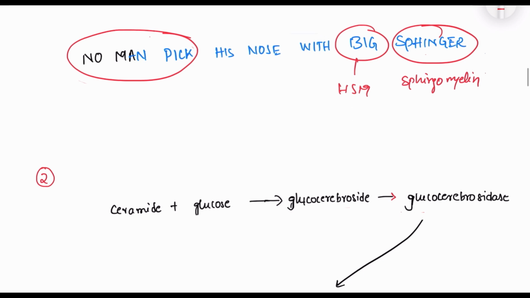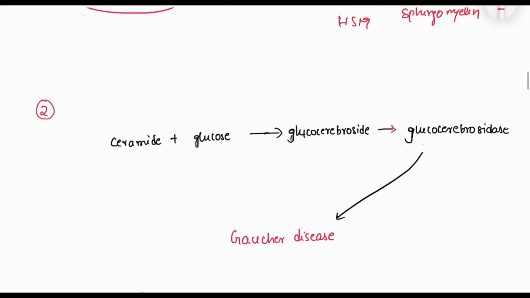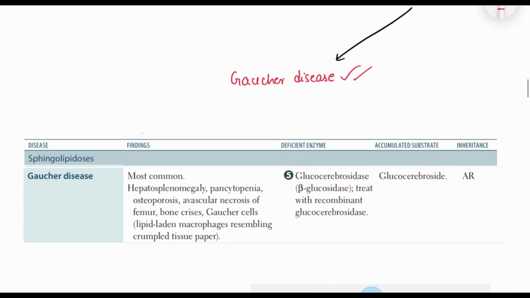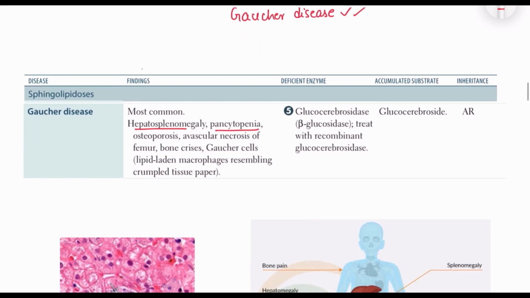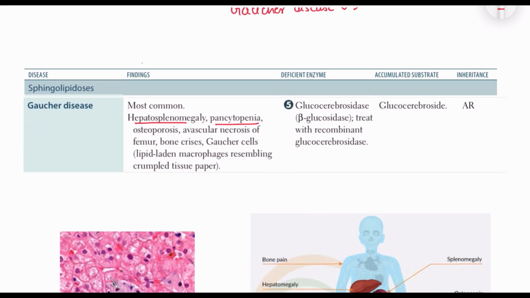Coming to the next disease. When ceramide combines with glucose, it forms glucocerebroside, which is degraded by an enzyme known as glucocerebrosidase. Due to deficiency of this enzyme, it leads to Gaucher's disease. Some common clinical findings seen here are hepatosplenomegaly and pancytopenia, due to accumulation of glucocerebroside in the liver and bone marrow respectively. Accumulation of glucocerebroside in bones causes osteoporosis, avascular necrosis of the femur, and bone crisis.